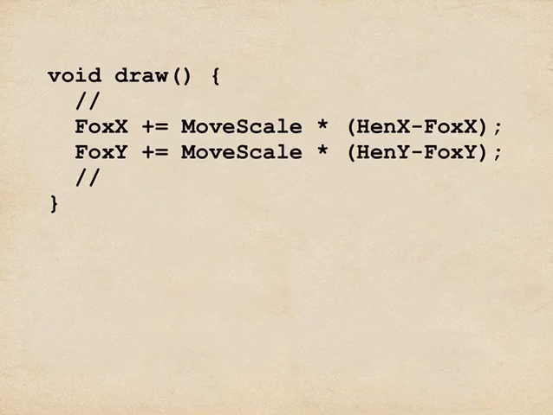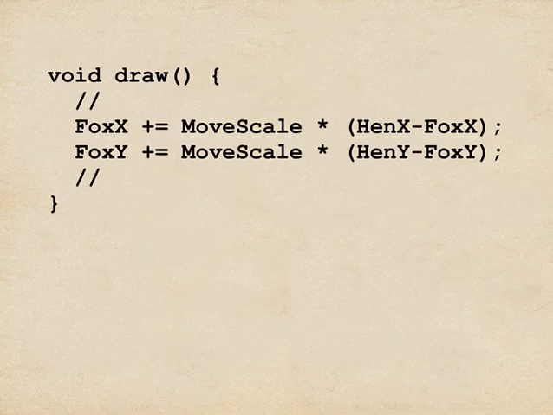I've been saying that the code for this is very easy, so let's actually take a look at it. Here's draw. I've marked with comment lines all the other stuff for clearing the background and drawing things, and I'm just focusing on the two lines that move fox. The first line moves the fox in x, the second line in y. Clearly they're almost the same thing, so let's just look at the first one. It says fox x plus equals, okay, we're going to add something to fox x. So what are we adding?